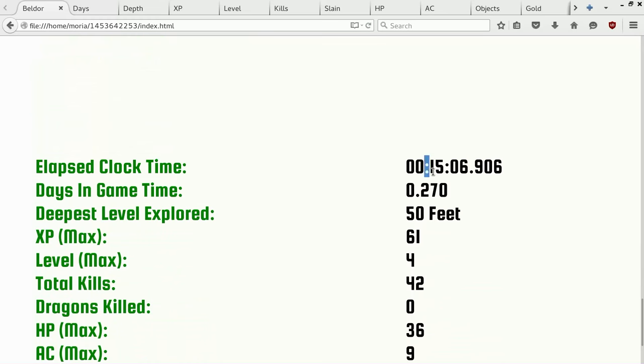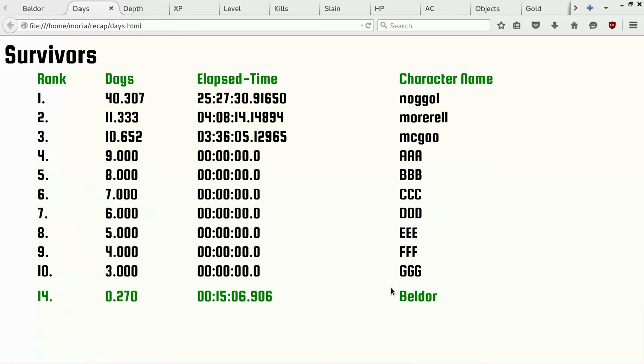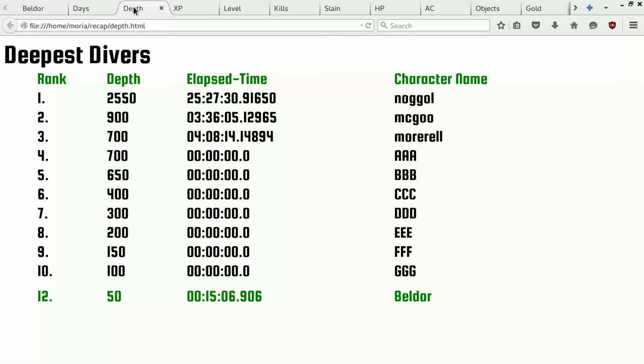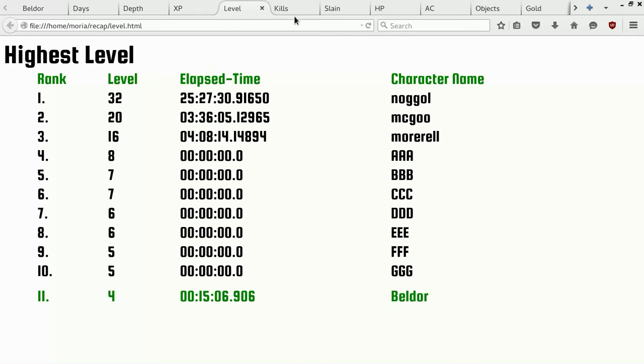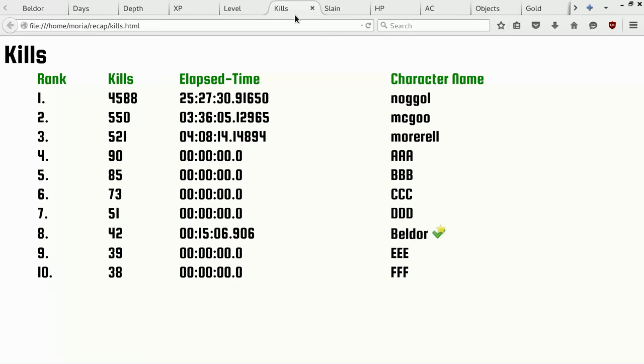All right. So only 15 minutes. We're not going to be on any of the lists here, folks. 0.27 of a day. 50 feet. Beldor, not making the list. Beldor makes the list with experience. 61. Yeah, it's pretty sad for old Beldor here.